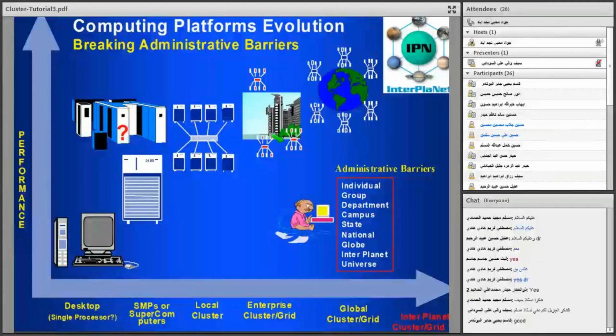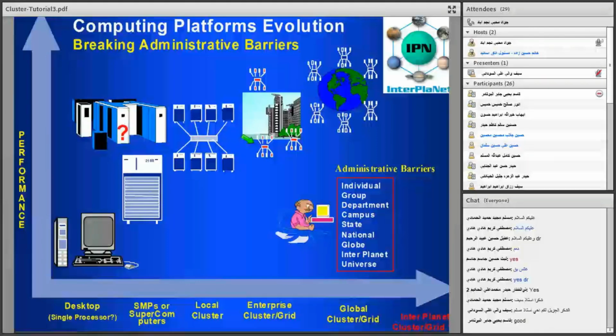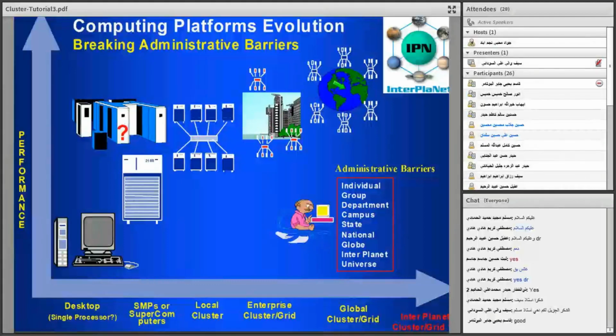After the local cluster, we can see the enterprise cluster grid. The enterprise cluster grid consists of several local clusters. These local clusters can be connected to each other through a special network. So an enterprise cluster is a platform which consists of several local clusters. After the enterprise cluster, we can see the global cluster. Again, you can see some clusters which are spread over the world. The number of clusters can increase. These clusters can be used by a variety of users around the world.